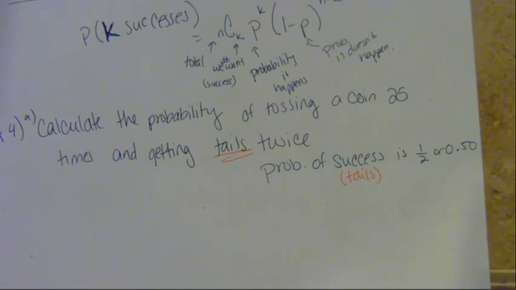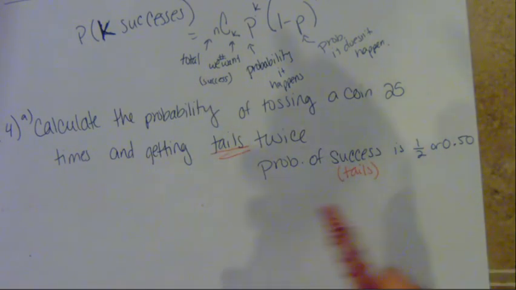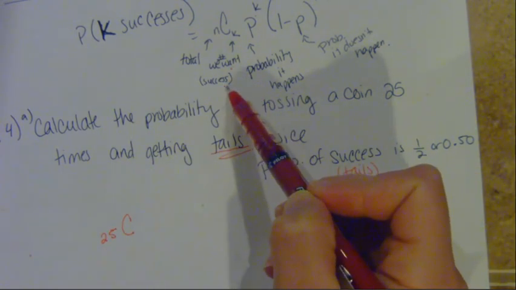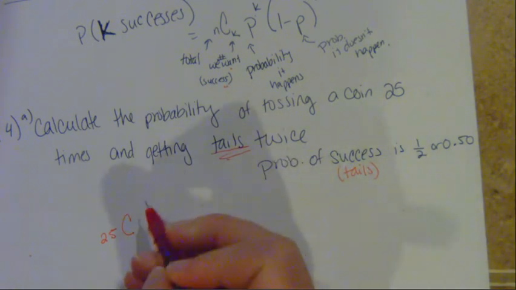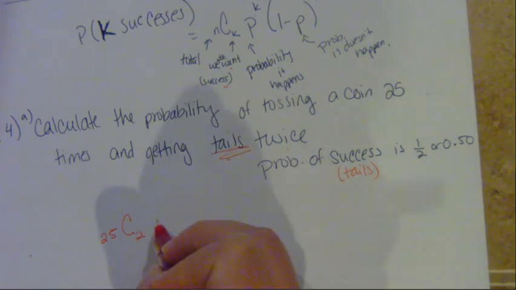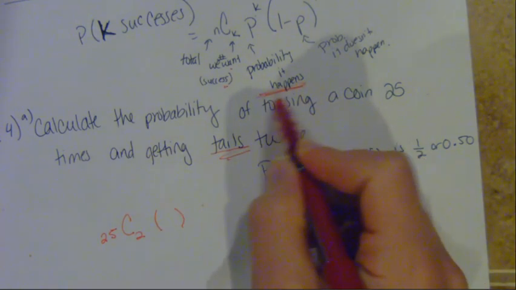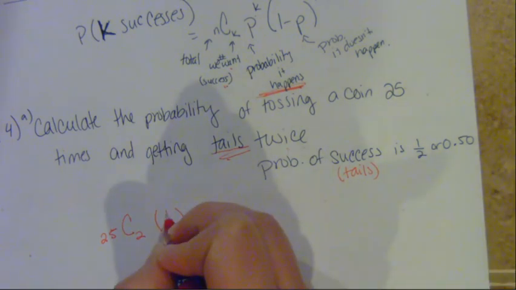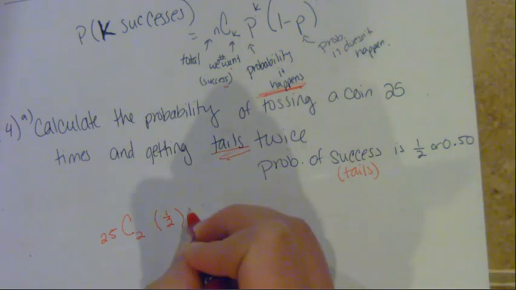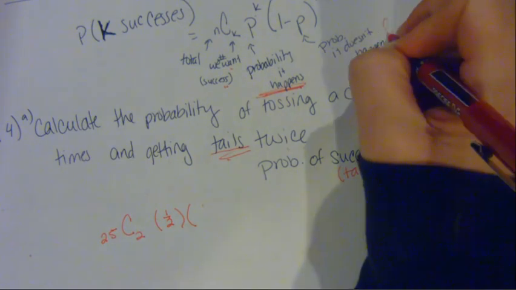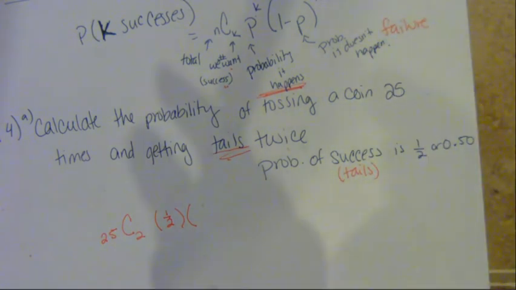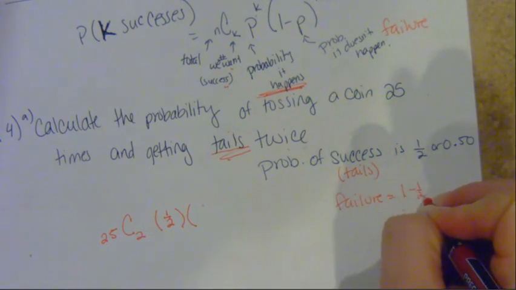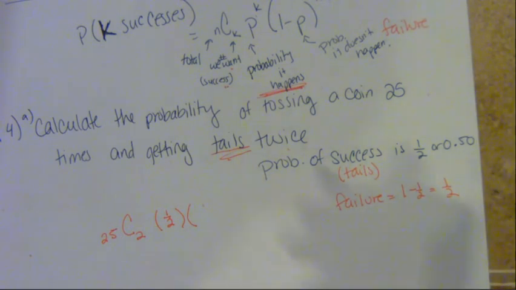Okay, so as we think about this, the total, so we're flipping a coin 25 times, so 25, choose the number that we want, the successes that we want. So we want to get tails only 2 times, so 25 choose 2. Now, the probability of success, the probability that it happens, is 1/2. Okay, and then the probability of failure is 1 minus 1/2, so failure is going to also be 1/2, right? 50-50 shot, heads or tails.